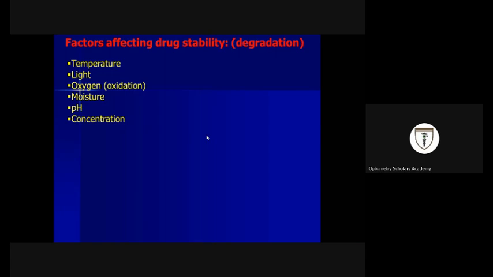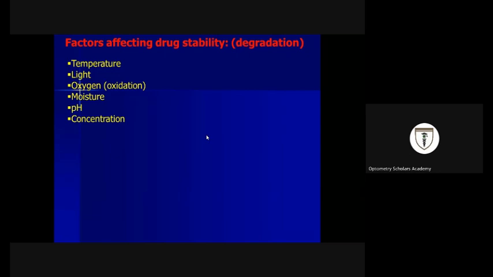So the pH of a drug can also affect stability, like I told you. There are some drugs that are made acidic. So when the pH is acidic, it makes the drug more stable than the alkaline drugs, where the pH is higher.